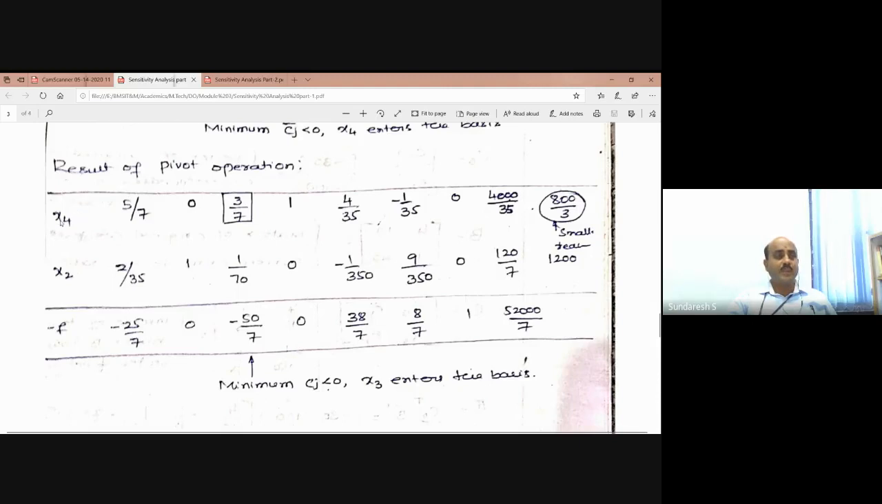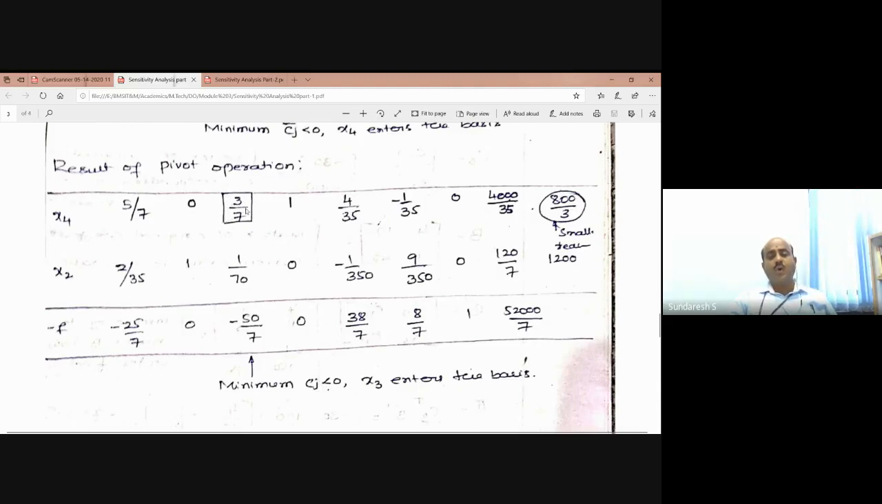x3 is entering the basis. X4 leaving the basis and x3 entering the basis. So this is what you're supposed to do. However, x2 will remain the same in the next pivot operation, right? So now you have to identify which is the pivot element here. The element which is intersecting with the pivot column and the pivot row, which is 3 by 7. So 3 by 7 is the pivot element for us.